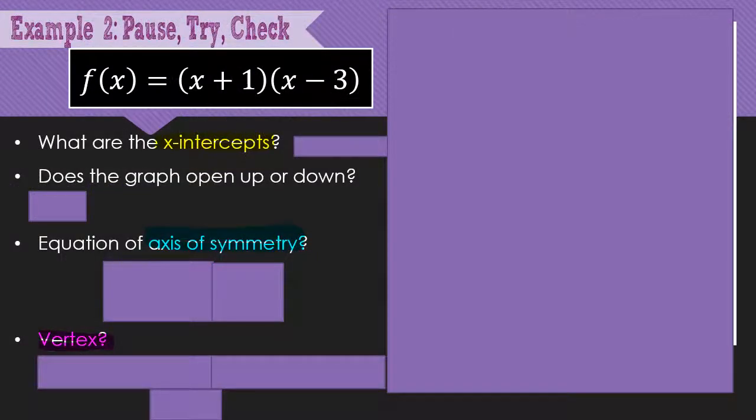Okay, so example 2, now would be a great time for you to pause, try this one on your own, and come back and check. We're going to go ahead and take a look at our form. We have f of x equals the quantity of x plus 1 all times the quantity of x minus 3. So we see that this is in factored form.